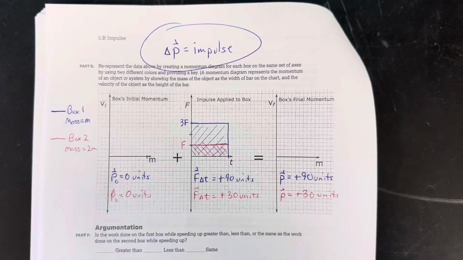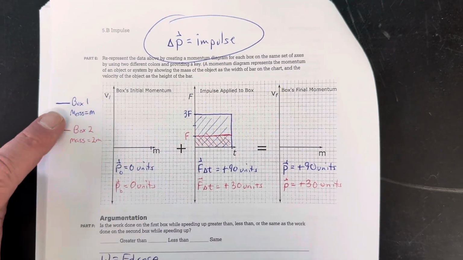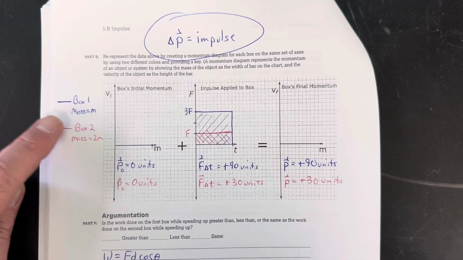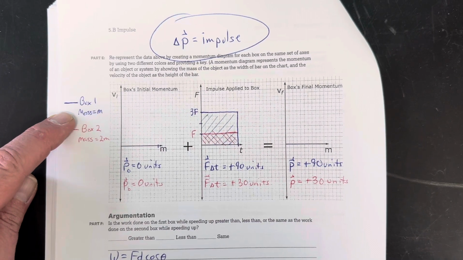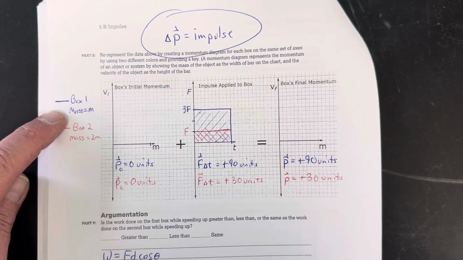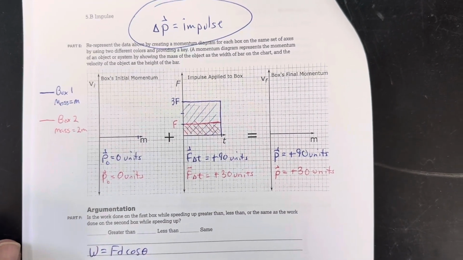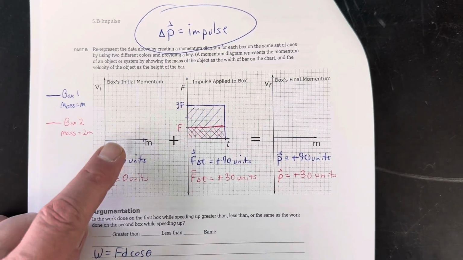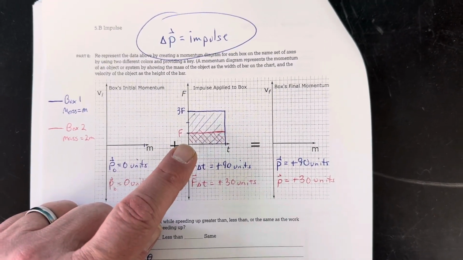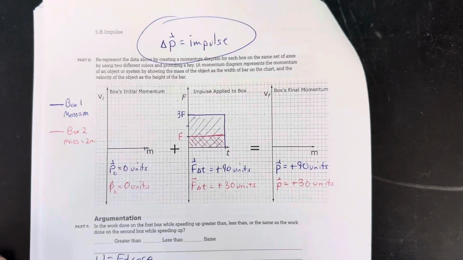When you diagram the forces acting on these things, box 1, which had a lower mass than box 2, actually had 3 times more force acting on it for the same amount of time. Now, both of these started at rest, had some impulse applied to them, and then end up moving afterwards.